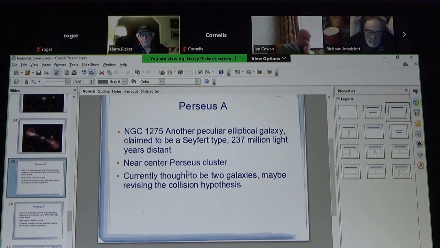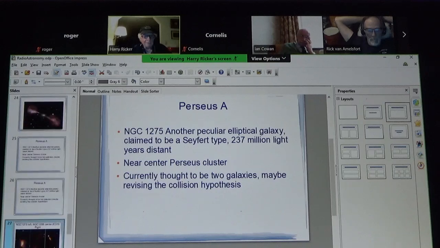Some Seyfert galaxies are radio sources, not all of them. And again, it's near the center of this Perseus cluster, and some people claim they're two galaxies. It's really two galaxies, one in front of the other, and they may be colliding. There's that colliding galaxy idea again.